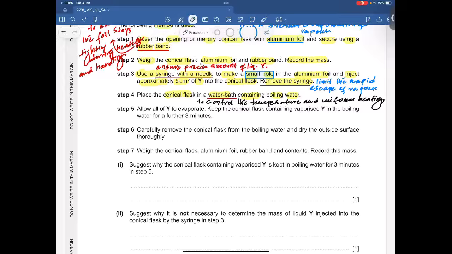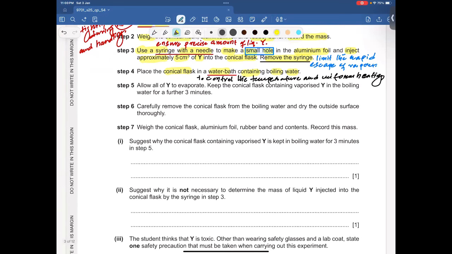Okay, allow all the Y to evaporate. Keep the conical flask containing vaporized Y in the boiling water for a further 3 minutes. After the evaporation of all the Y, why do we need to keep the conical flask in the boiling water for a further 3 minutes? What's the logic behind that?